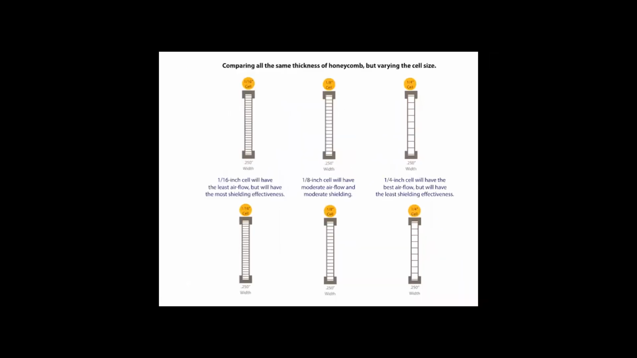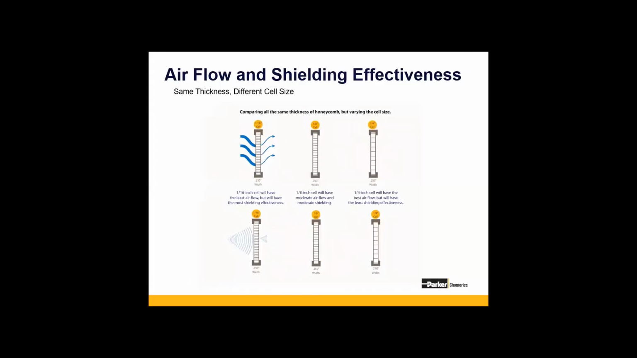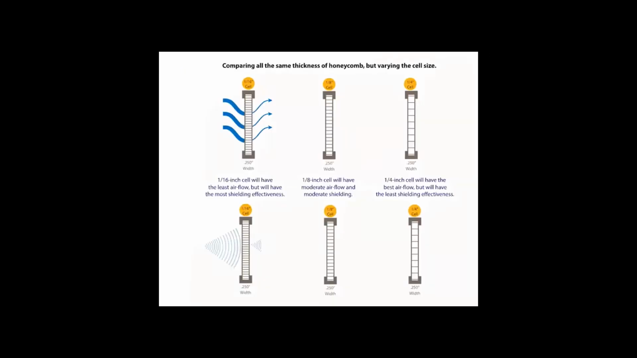Also mentioned, cell size can have an impact on the airflow, but it can also have an impact on shielding effectiveness. So as a general trend, the smaller the cell size, the lower the airflow or the greater the pressure drop across the air vent panel. At the same time, the smaller the cell size, the better the shielding effectiveness, because the smaller cell limits the amount of electromagnetic energy passing through the opening.